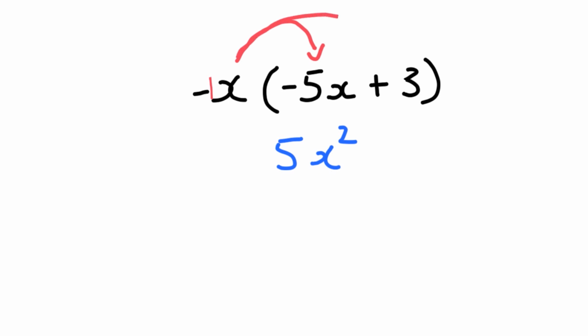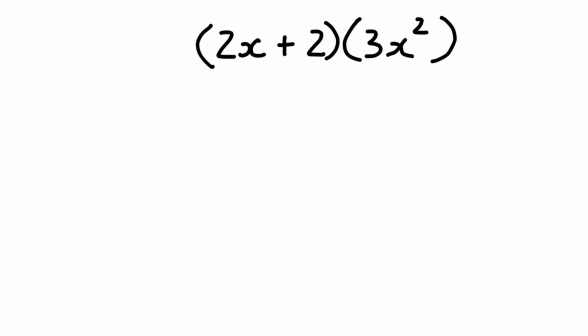Now I'm going to distribute to this one. So I'm going negative x times 3. Well, again, we're looking at the coefficients first. Negative 1 times positive 3 is negative 3. The x is not being multiplied with another variable, so we just have to leave it there. And I know I've gone as far as I can because I cannot simplify this any further.